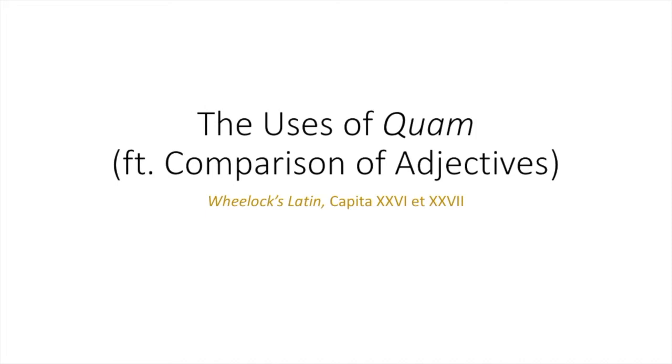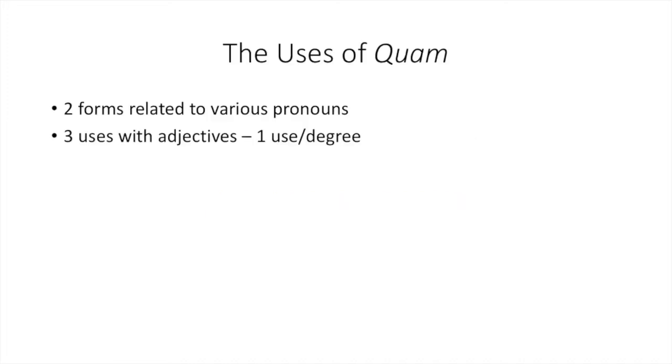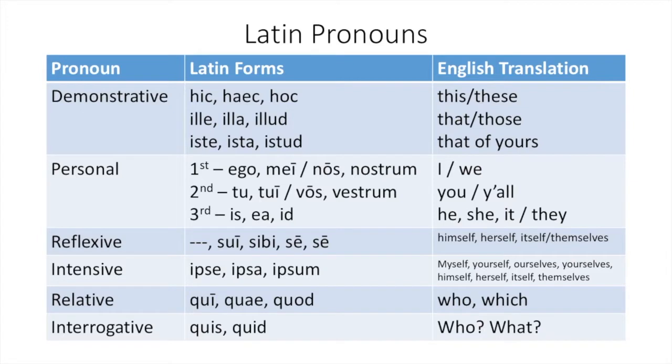This word is surprisingly varied and shows up in some interesting places, so this video will make sure you know all of them. 2 of them you already know because they're related to various pronouns, and the other 3 uses are a bit newer, and they will each be related to a different degree of an adjective. One for the positive degree, one for the comparative degree, and one for the superlative degree. So let's start with the ones for pronouns.